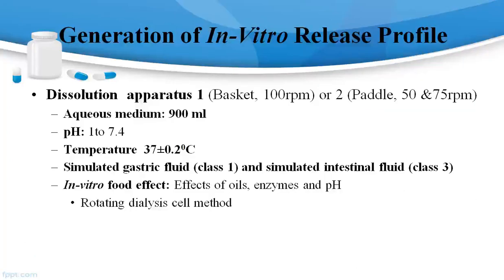Generation of in vitro release profile. Under this, the dissolution apparatus is selected, either apparatus 1 or 2, and RPM is selected as per requirement. Aqueous medium 900 ml, pH may be between 1 and 7.4. Temperature 37 plus or minus 0.2 degrees Celsius. Under this, simulated gastric fluid is taken for class 1 and simulated intestinal fluid for class 3.